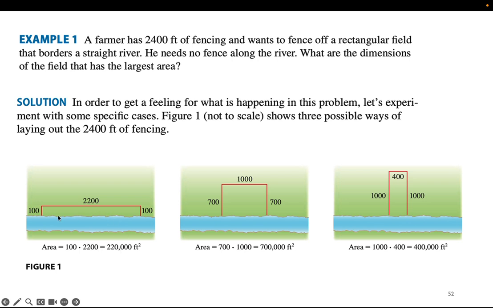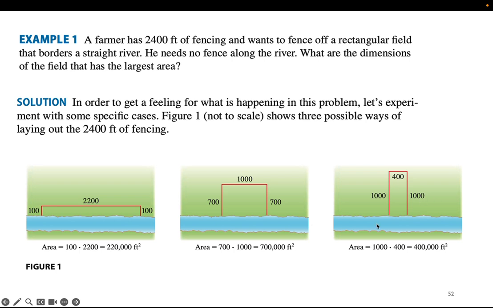So that's one possibility. Notice the river is a border. You don't have to fence along the river. But it turns out that that's actually not a good way to fence, because that's a long play area, but the area is going to be small. Here's a better one. What if I do 700, that's 1,400, and then 1,000. Again, you add them together, that's 2,400. But notice this area is much bigger. It's 700,000 square feet, much bigger than this one.